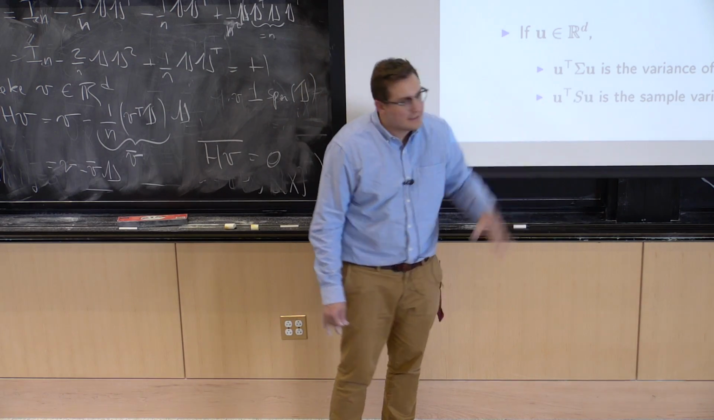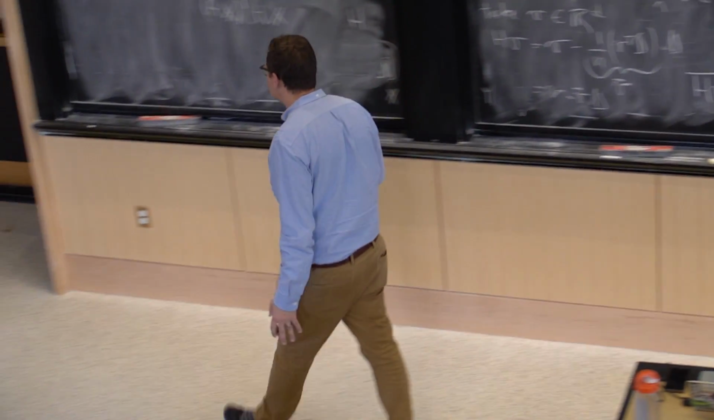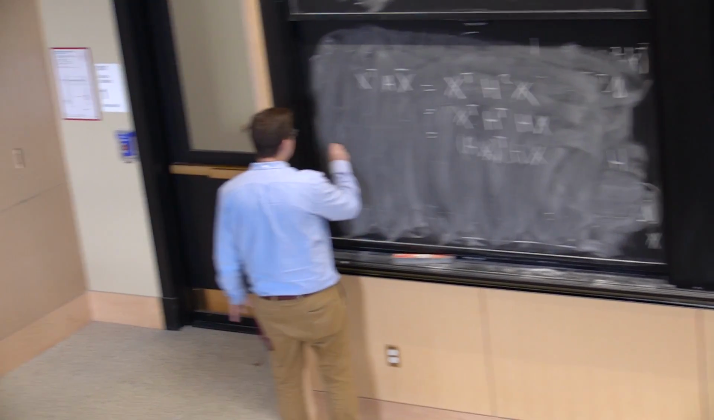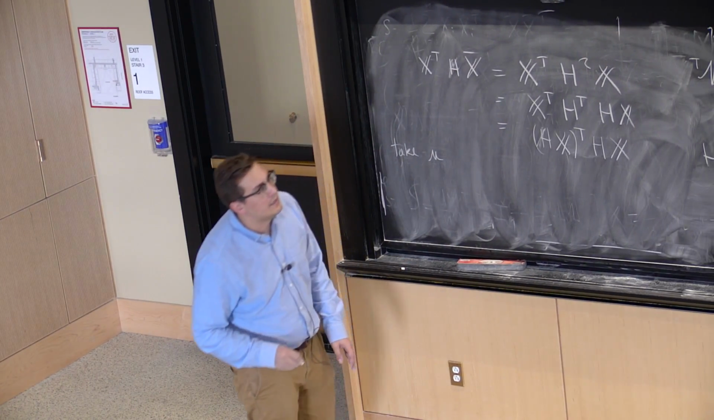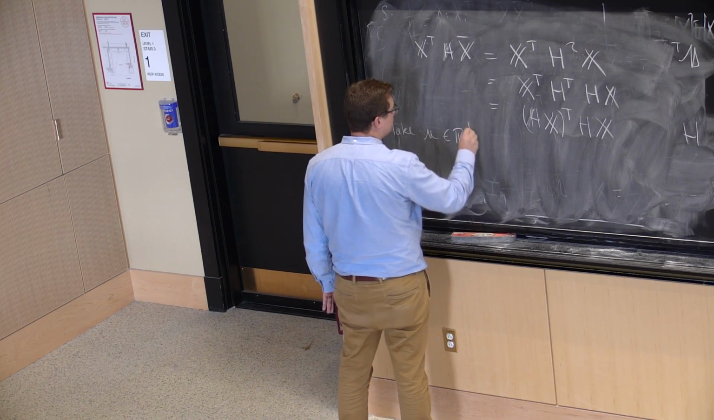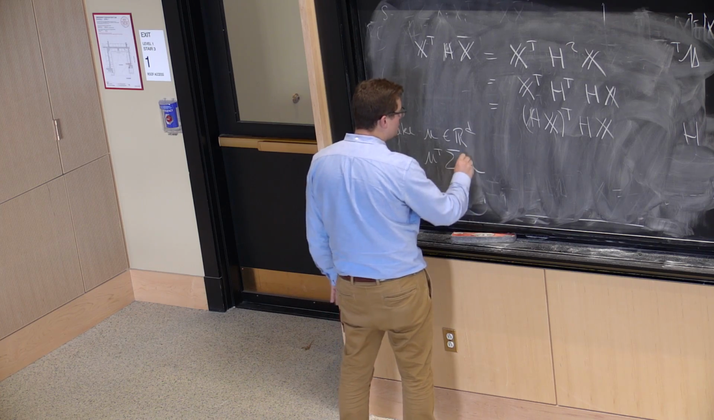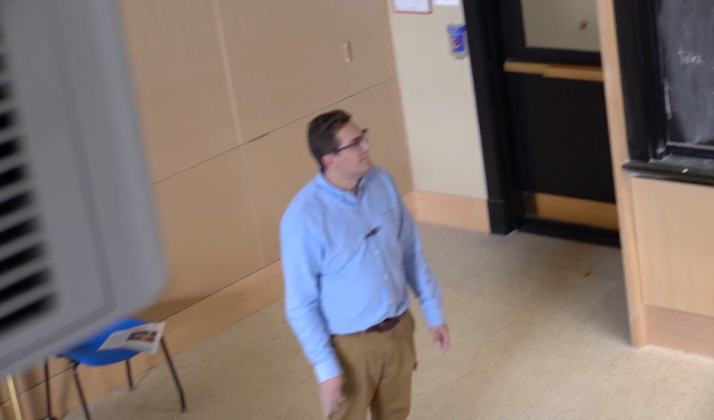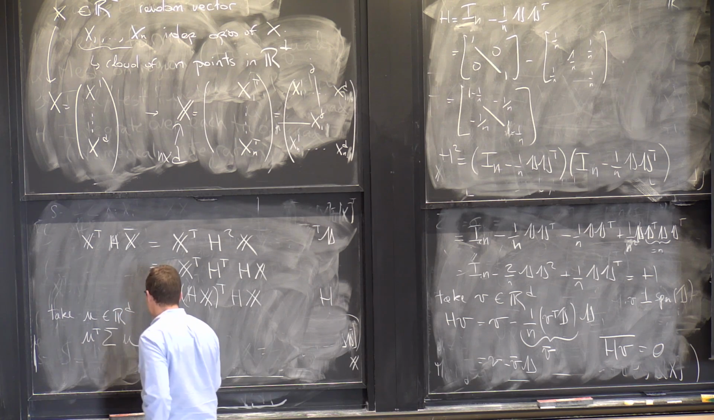Because what's happening is that if I look at this quadratic form, right? So I take sigma, and I take a vector u, let's say in R^d. And I'm going to look at u transpose sigma u. OK? What is this doing? Well, we know that u transpose sigma u is equal to what?